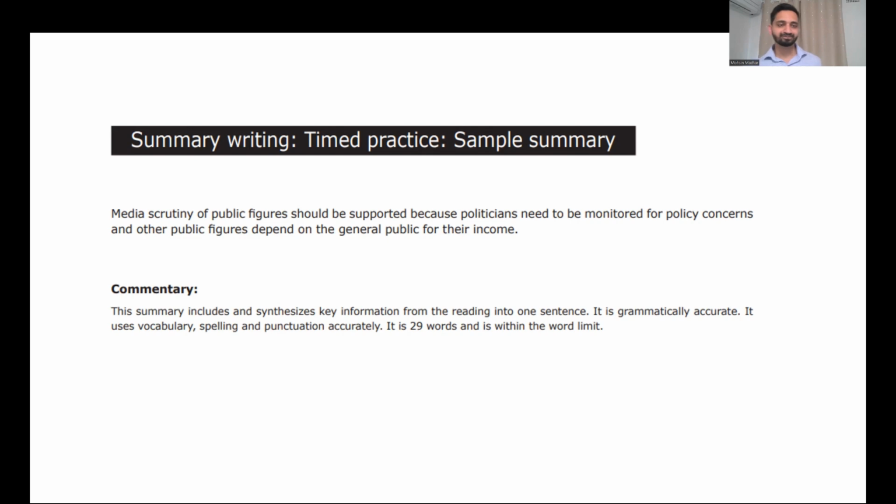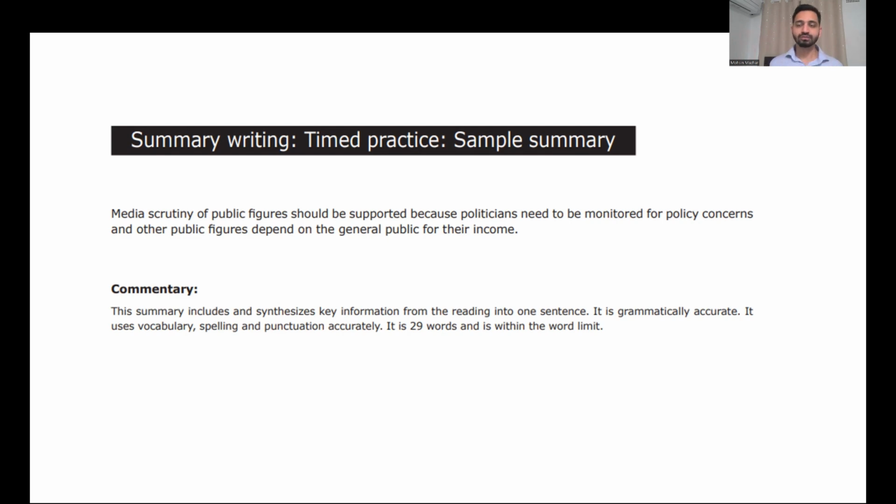All right, so let's look at this. Media scrutiny of public figures. Perfect. Scrutiny we took from the text as well, or you could even say investigation. Media scrutiny of public figures should be supported because politicians need to be monitored for policy concerns, and other public figures depend on the general public for their income. So it's talking about policy concerns and income, and the main idea was that media scrutiny of public figures should be supported.